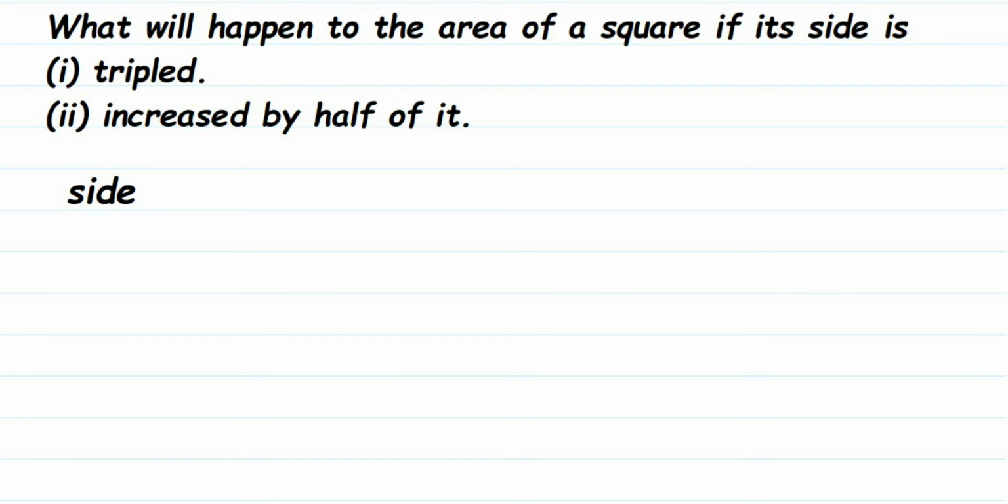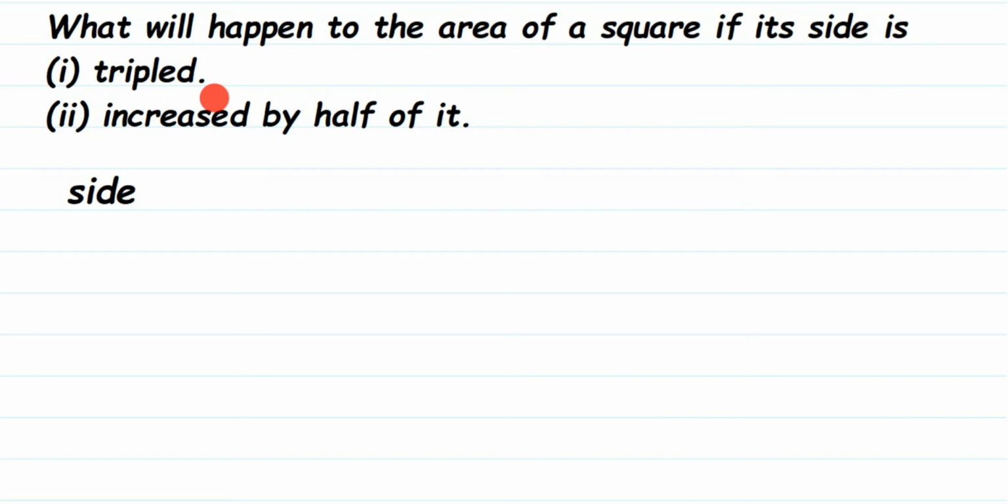Hey everyone, here's a question from mensuration of class X. The question is, what will happen to the area of a square if its side is tripled and, second one, is increased by half of it? So they're asking what happens if you change the side, like if the side is tripled. Tripled means you're increasing the side three times more. The three times more is called tripled here.